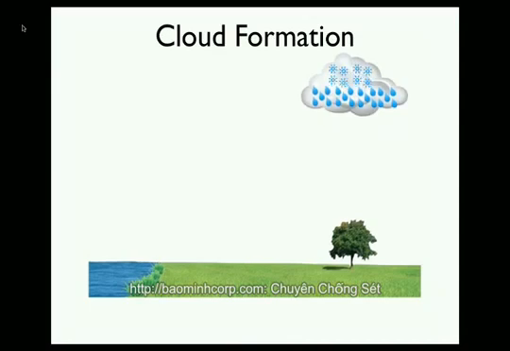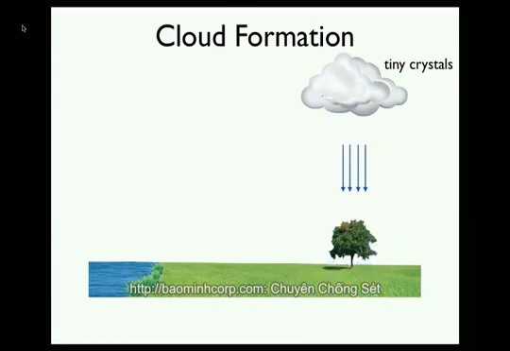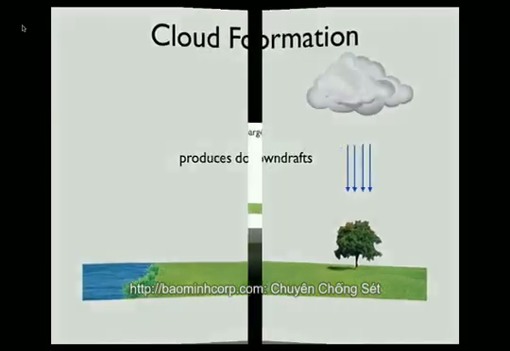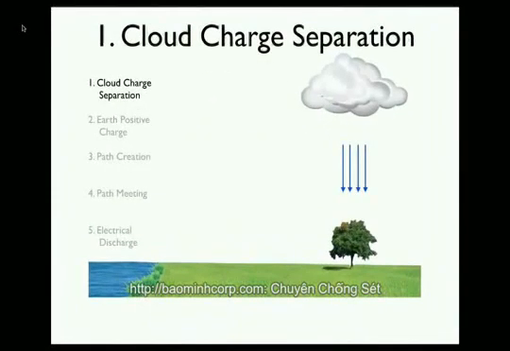At high altitude, the air temperature is well below freezing, so the upper portion of the cloud is composed of tiny ice crystals. Eventually, the raindrops and ice crystals get large enough that they fall through the cloud, dragging some of the air from the cloud downward, which produces downdrafts. When downdrafts strike the ground, they spread out in all directions, which is the wind often felt before a lightning storm. These opposing updrafts and downdrafts create the first stage of lightning, which is called cloud charge separation.